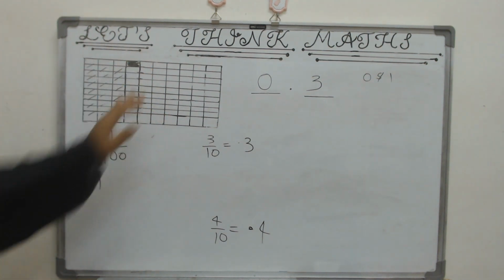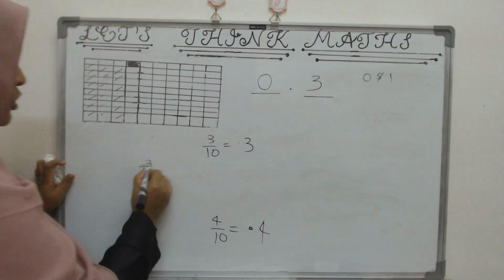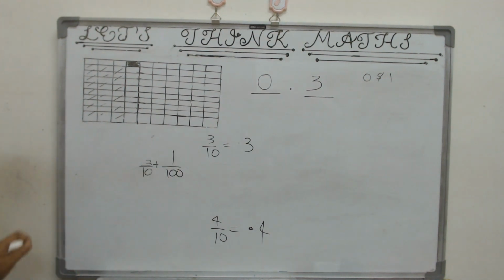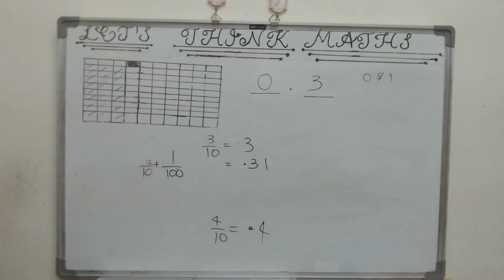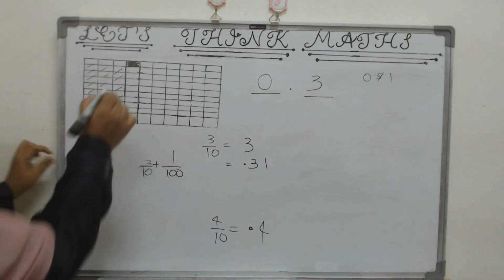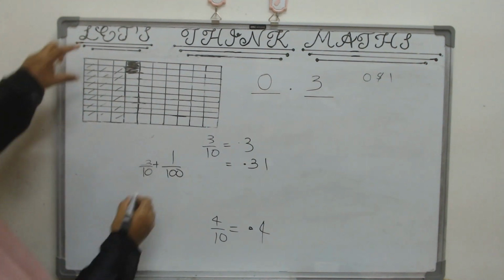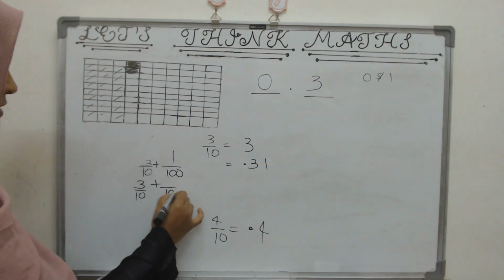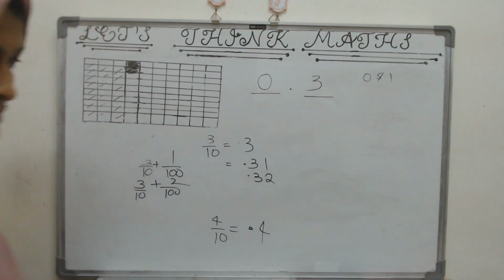Now together how many are there? All of this together, out of 10 you have 3, and out of 100 you have 1, or in other words you have 0.31. Now you want more, you are again asking for more. Then I give you this part also. So how much am I giving you? Out of 10, 3, out of 100, 2, so together 0.32.